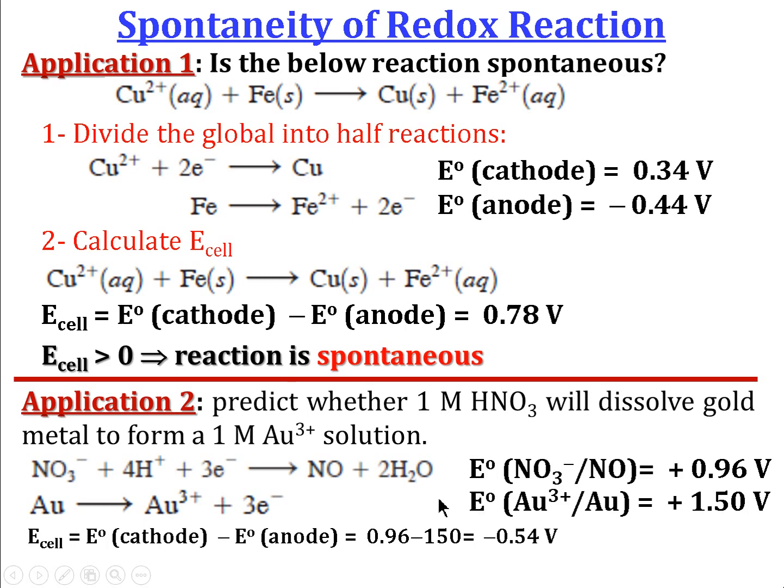E of the cell equals E0 cathode minus E0 anode. So E0 of the cell, which is equal to E of the cell in this case, equals minus 0.54 volt. E of the cell is negative, so this reaction is non-spontaneous, and nitric acid cannot attack or dissolve gold metal.